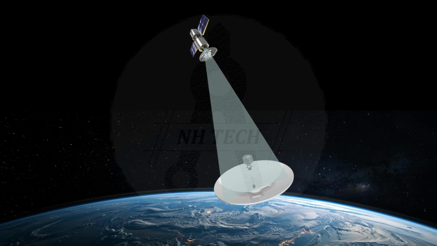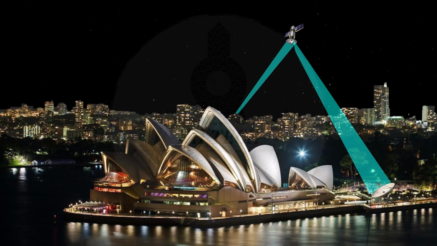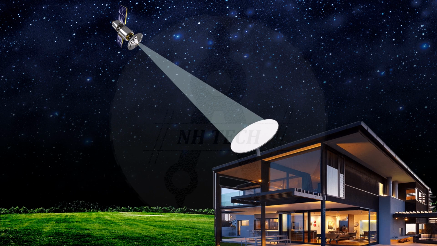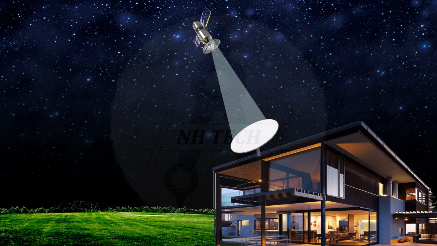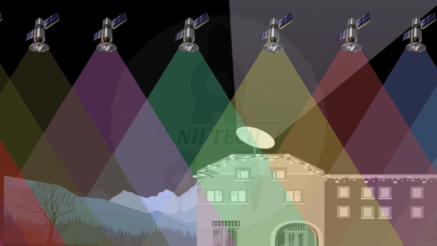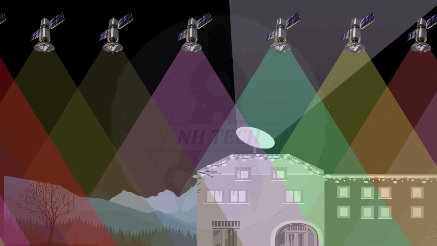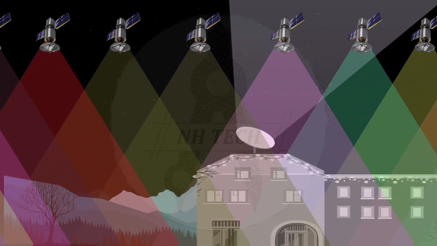Instead of physically rotating to follow a satellite, the terminal electronically steers its beam toward whichever Starlink satellite is currently overhead. As one satellite moves out of range, the beam seamlessly switches to the next satellite without any mechanical movement.